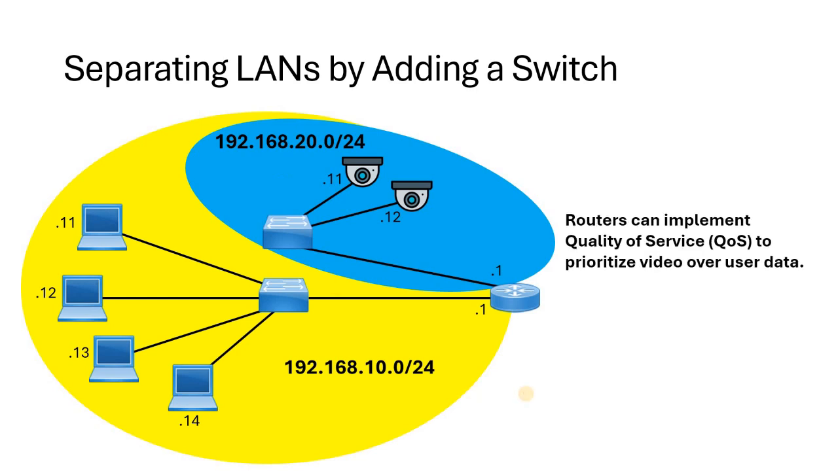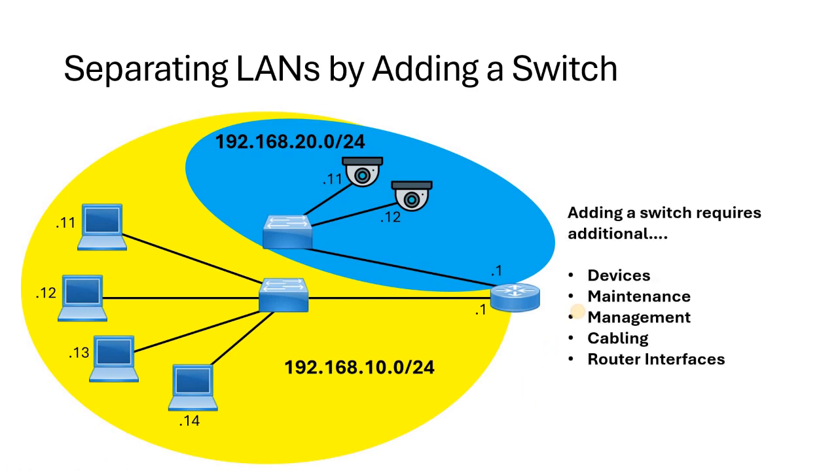Routers can also implement quality of service to prioritize the voice and video over this, but we still have this hardware issue. So adding this additional switch means we have to add additional devices, requires more maintenance, more network management, more cabling, and of course, more router interfaces.